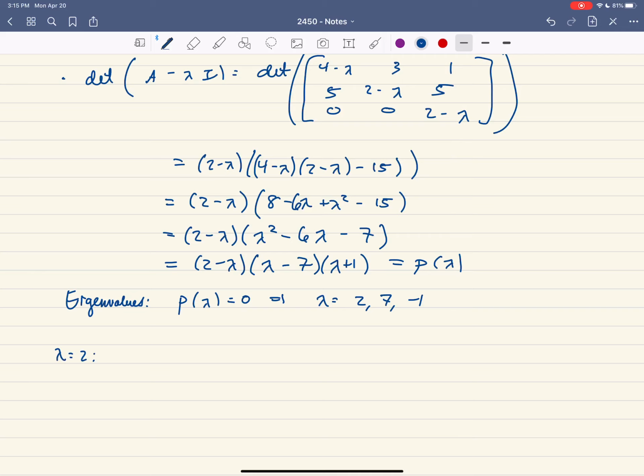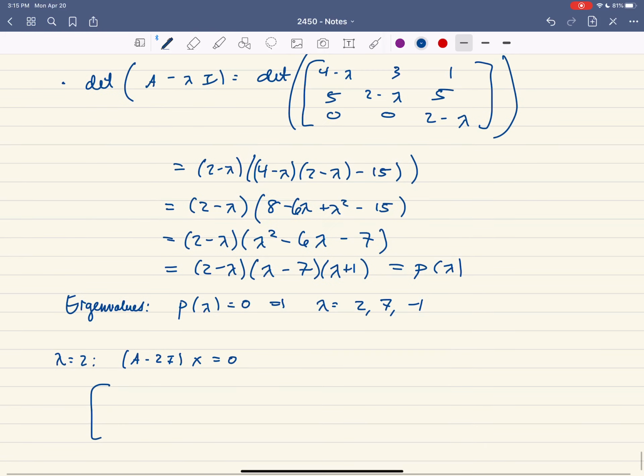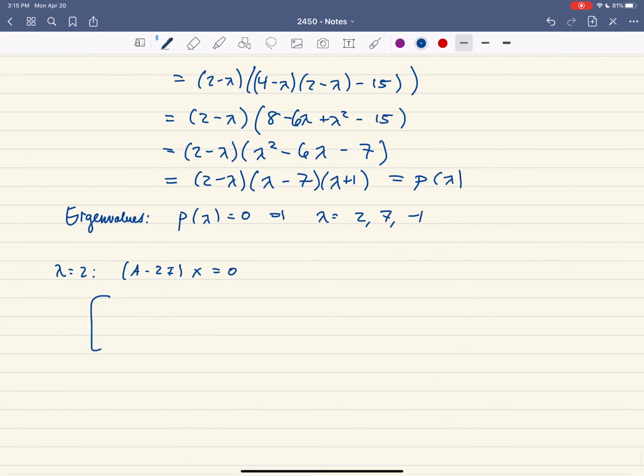Say lambda equals 2. If lambda is 2, remember, we're going to solve A minus 2I times x equals 0. And that works out to be, if lambda is 2, we're going to end up with 2, 3, 1, 5, 0, 5, 0, 0, 0. And so let's think about what's going to happen there.